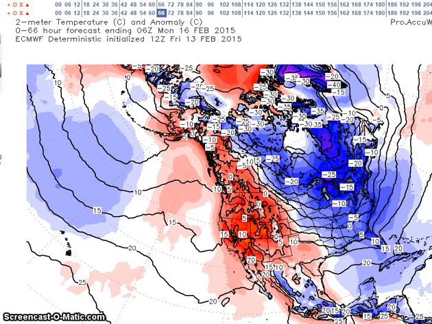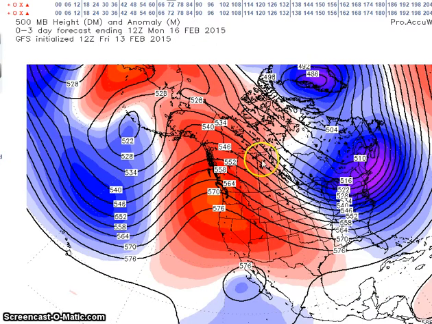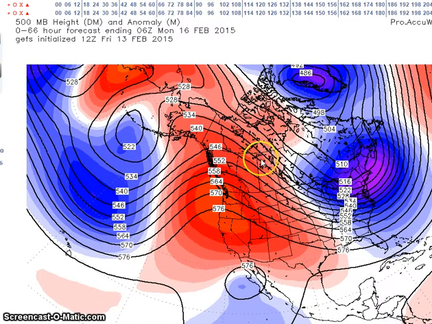Okay, getting back to the flow. Within this flow, we're going to have several systems dropping out of south central Canada into the eastern U.S., and each of these systems will need to be watched for possible intensification. And we're expecting one here for New England.